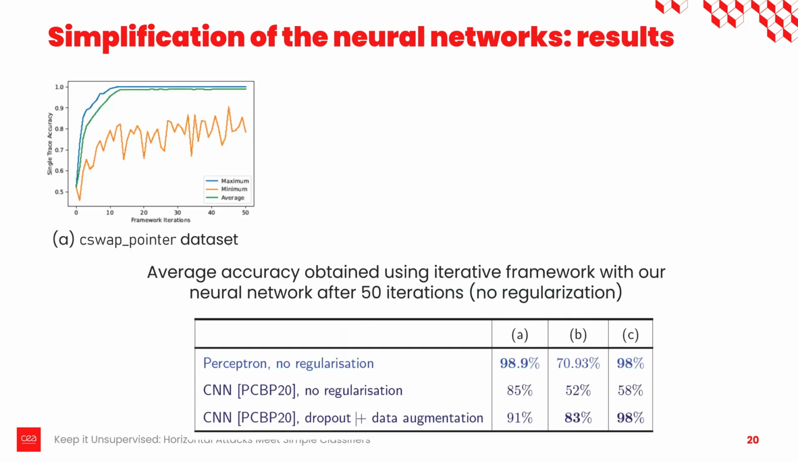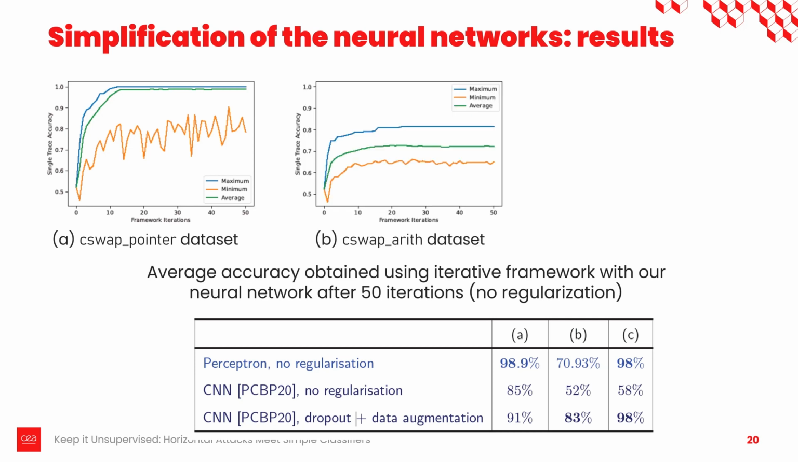So let's get to the results. For both datasets, we use the same initial labelization obtained in the original paper. So the accuracy at the beginning is about 52%. And we can see that the iterative framework with the simple perceptron allows the average accuracy to rise to almost 99% in about 20 iterations, and this without applying any regularization. So this is for the pointer dataset.